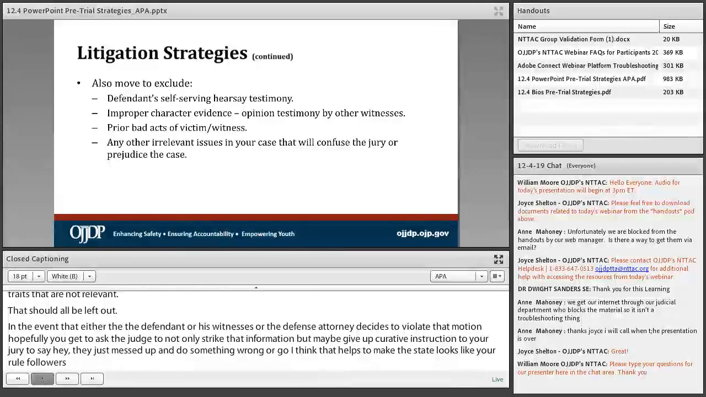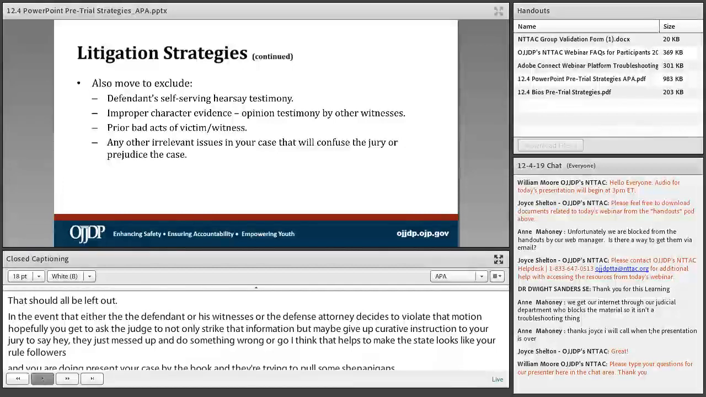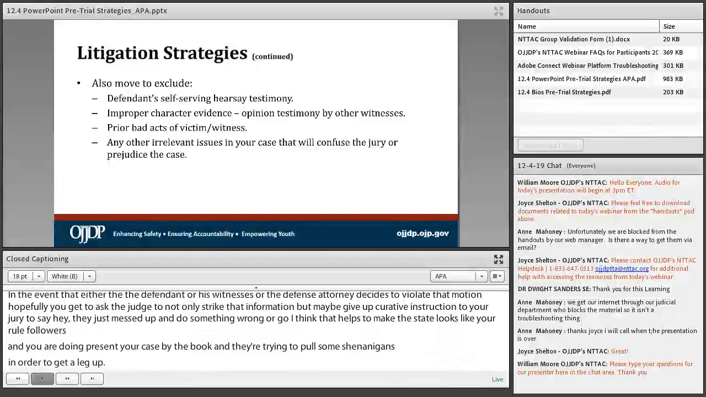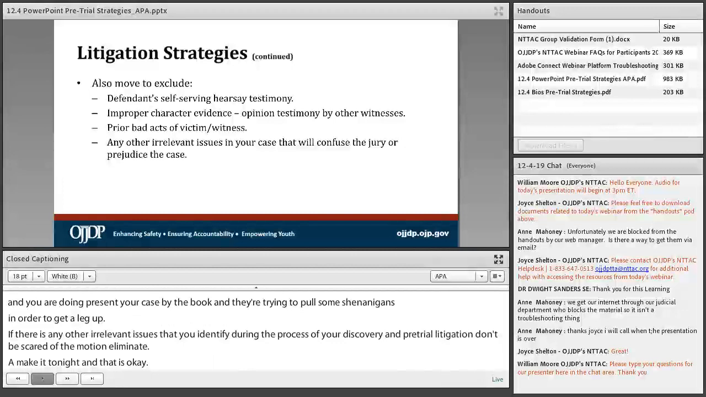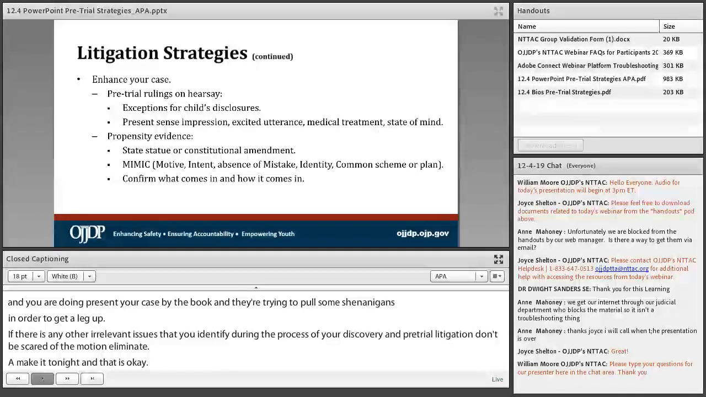If there are any other irrelevant issues that you identified during your discovery and pretrial litigation, don't be scared of the motion in limine. It might get denied, and that's okay, but it's better to have tried. And if you want to bring the issue back up during trial because circumstances have changed a little bit, your court is already primed on the issue if you're going to relitigate it.